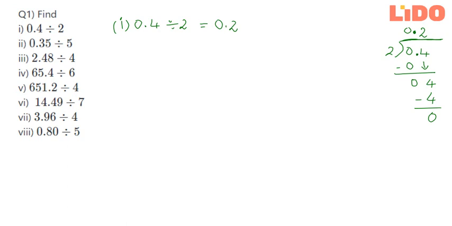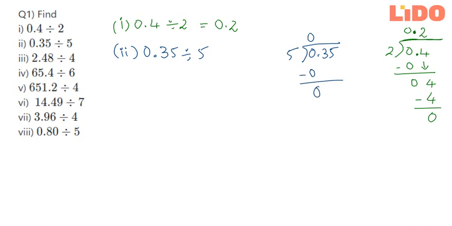Let's solve the next one. 0.35 divided by 5. So here we know that 5 zeros are 0. So I'm going to write this. Now let me bring 3 down. Since there is a point here, I'm going to put a point here.